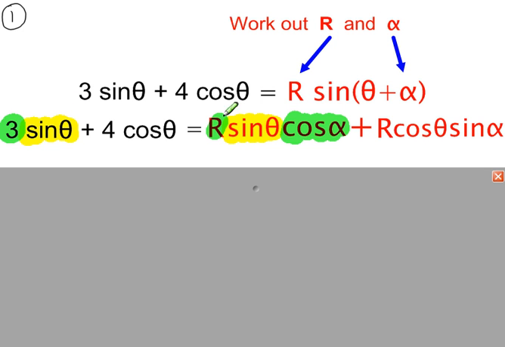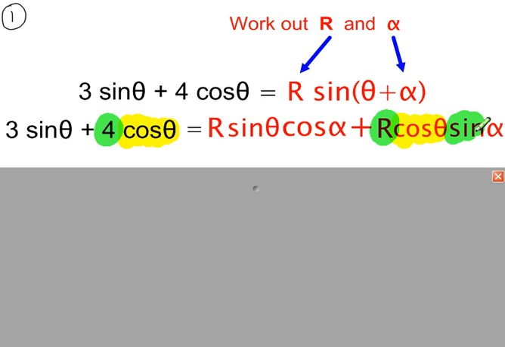3 is equal to r cos alpha. So that gives us one equation to work with. 3 equals r cos alpha. We can do something similar with the cosine terms. This one has a coefficient of 4. This one here is multiplied by r sine alpha. So the coefficient of the cos theta term here is r sine alpha. So 4 is equal to r sine alpha.